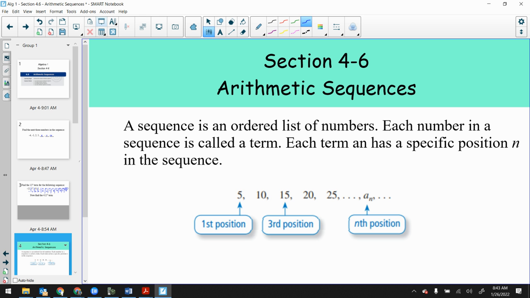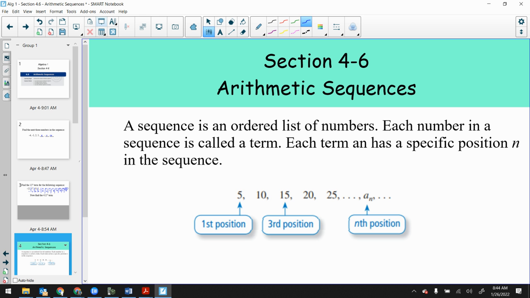Each number in a sequence is called a term. Each term has a specific position in the sequence. Like, you know when I set up that table and I said, okay, I'm going to look at my first term, second term, third term? That term number is called n in our case. Like the first position, n is 1. The fifth position, n is 5. The third position, n is 3.